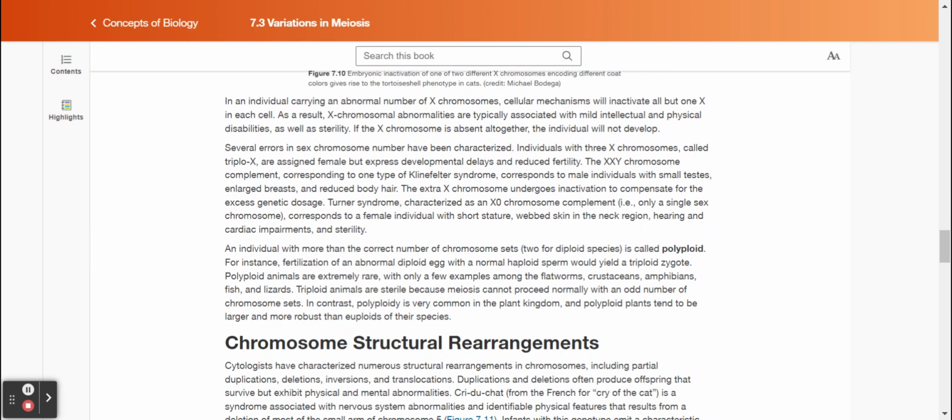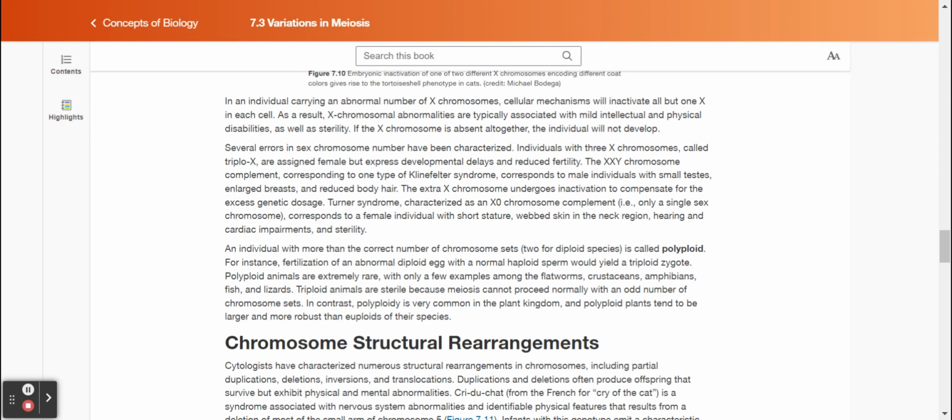In an individual carrying an abnormal number of X chromosomes, cellular mechanisms will inactivate all but one X in each cell. As a result, X chromosomal abnormalities are typically associated with mild intellectual and physical disabilities, as well as sterility. If the X chromosome is absent altogether, the individual will not develop. Several errors in sex chromosome number have been characterized.